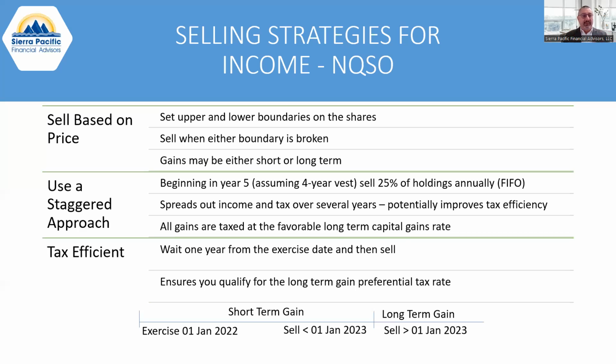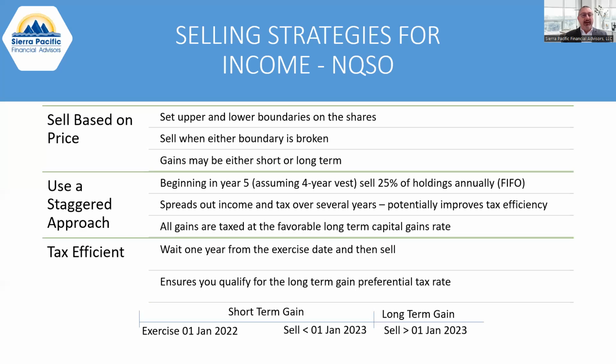With that being said, for non-qualified stock options, the first thing you can do is sell based on price. You set an upper and a lower bound, and then you sell the shares when either boundary is broken. That might create a short-term capital gain or a long-term capital gain. It just depends on how fast that stock price moves either up or down once you set that boundary.